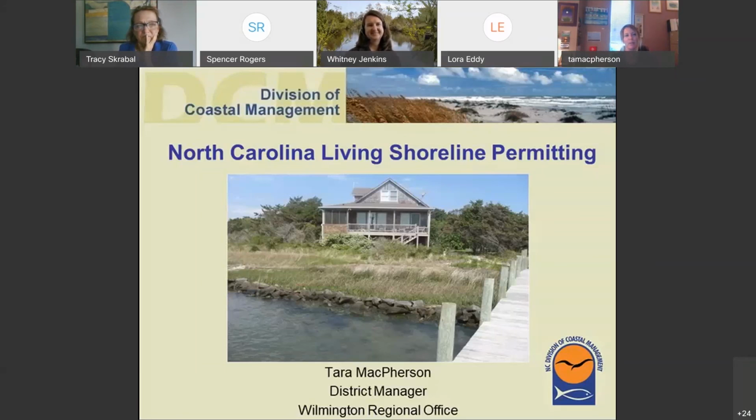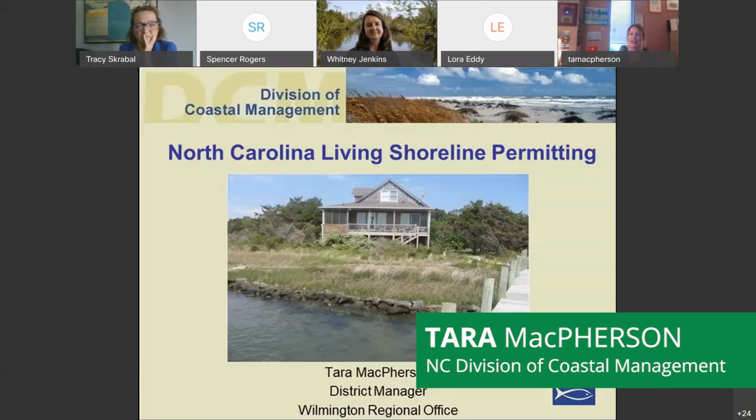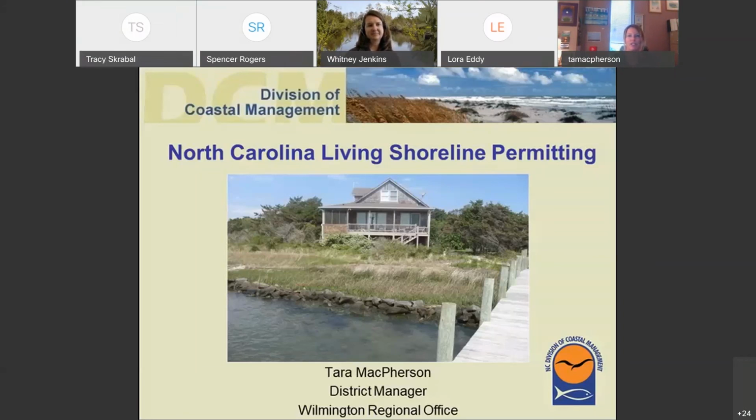I'm going to talk about the permitting side. I can say I have personally lifted oyster bags with Tracy, volunteering to build living shoreline that we permitted for Coastal Federation. If you have not done that, you should. It's a cool experience, and then you can go back and see how things change over time with the structure that you help build. And it's very educational.